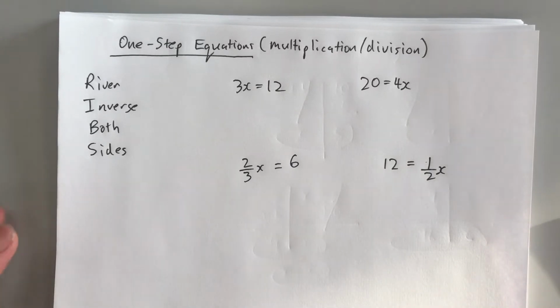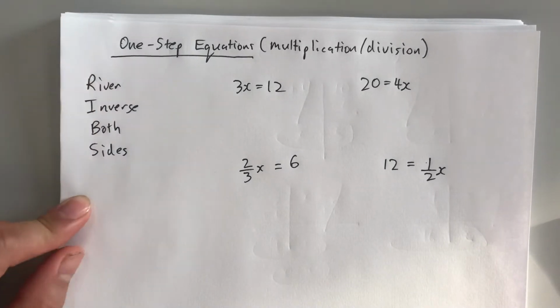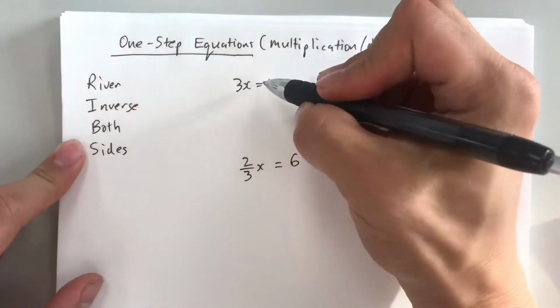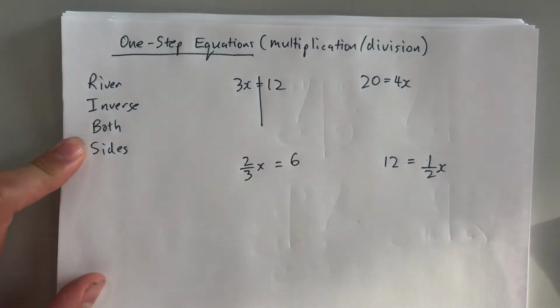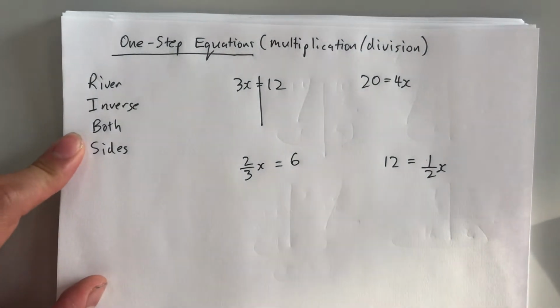Alright, so here's the second video on one-step equations, but this time it's with multiplication and division. We are going to be using this trusty framework of RIBS, so river and inverse. Now in terms, when we say inverse, we're talking about inverse operations, right?